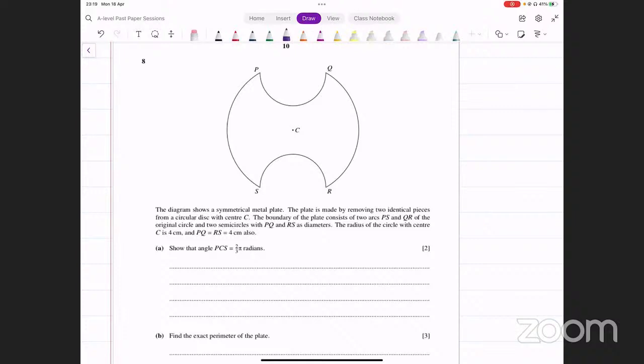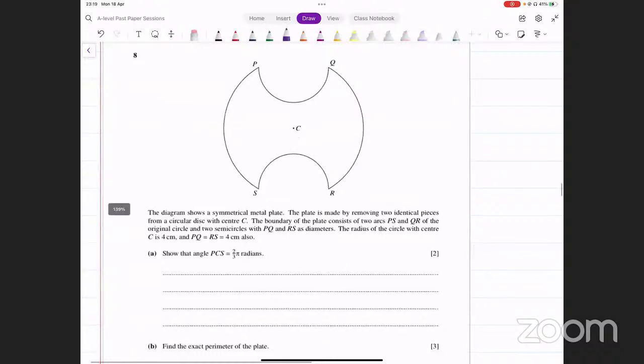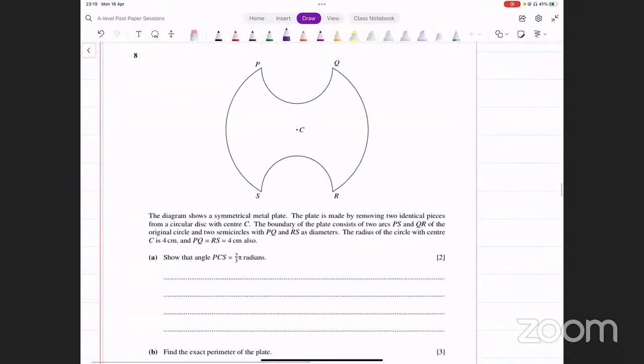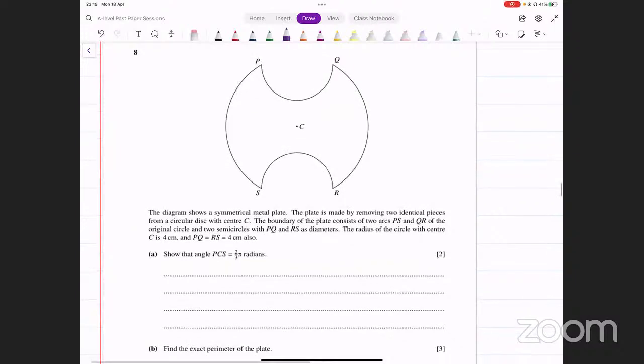Question number 8. The diagram shows a symmetrical metal plate. The plate is made by removing 2 identical pieces from a circular disc with center C. Yeah, so JEE people are now mocking others. Who sets these papers? But okay. It was a bit tricky. I have to accept that.